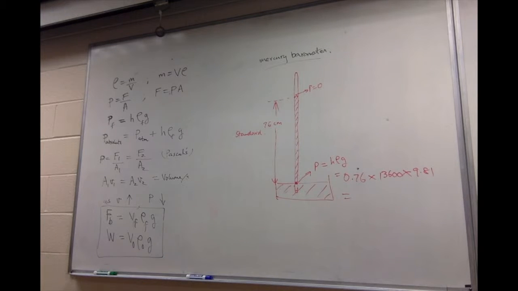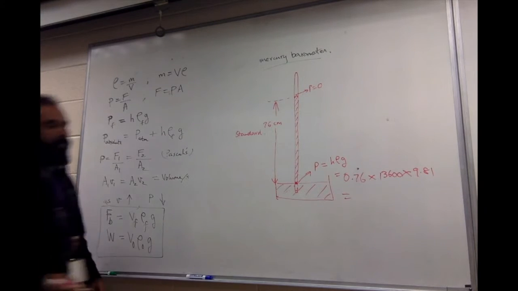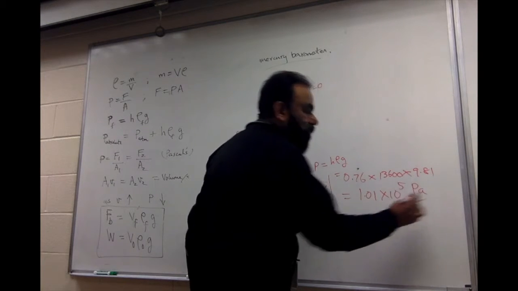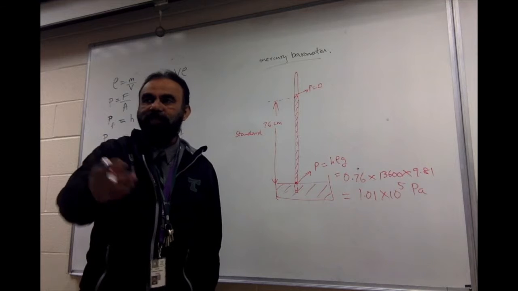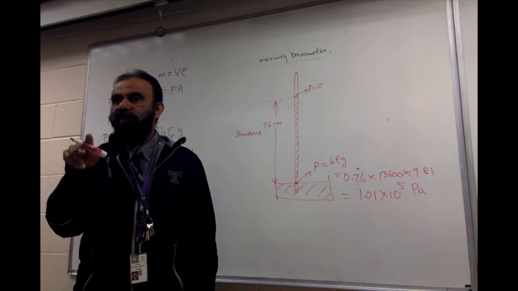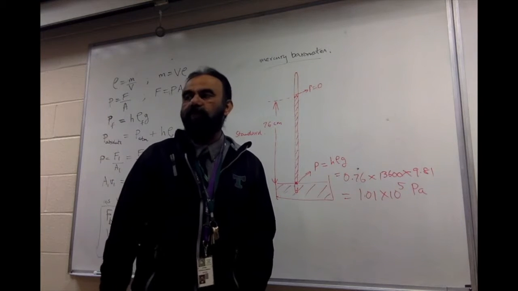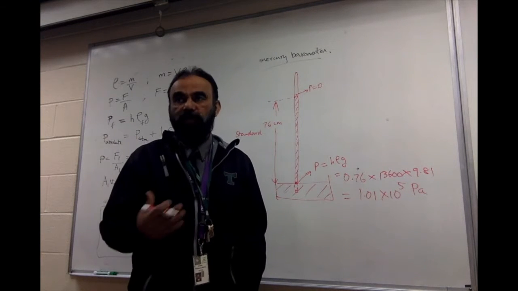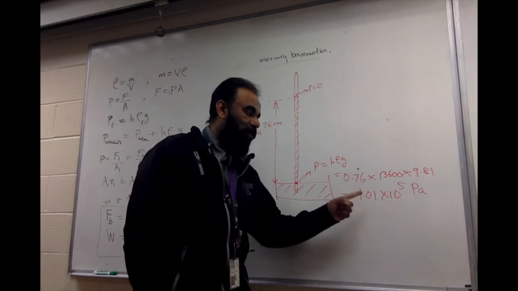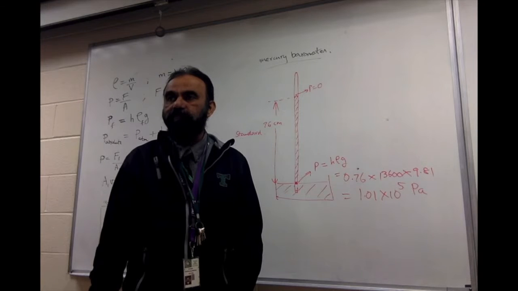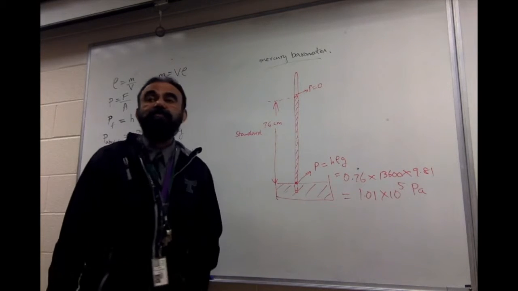I think I have it. Got it? 1.01 times 10 to the fifth. That's correct. It'll be 1.01 times 10 to the power of 5 Pascal. Isn't that the atmospheric pressure we have? The 14.7 psi in Pascal is this. Check it out, you must have written it somewhere. The atmospheric pressure is 1.01 times 10 to the power of 5 Pascal, which is the same as 14.7 psi. Did you get it? Yeah, that is the atmospheric pressure.